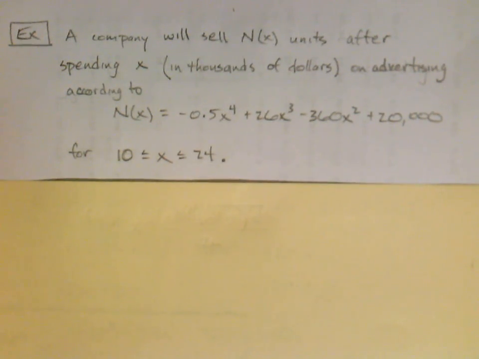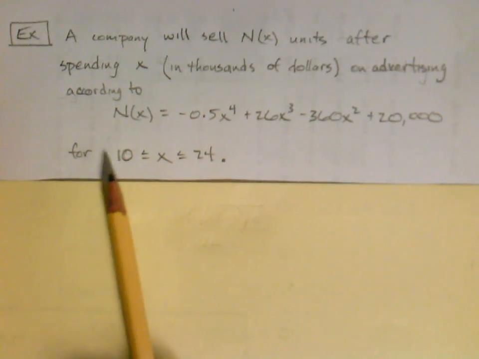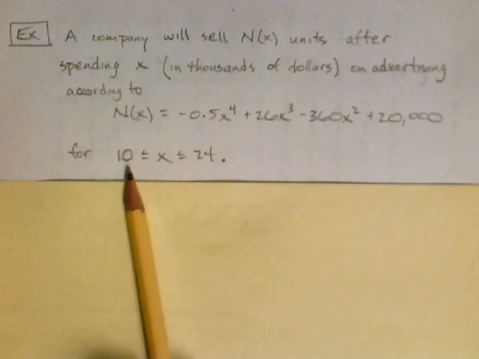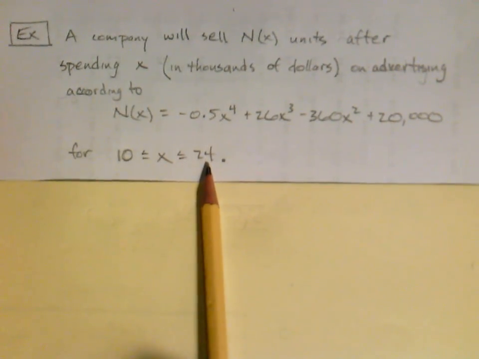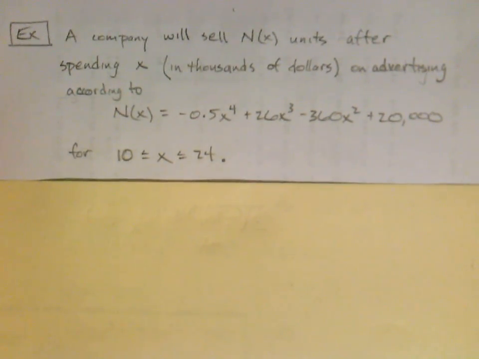Okay, so obviously they spend money on advertising, and it says they're at least going to spend $10,000 on advertising, but they might spend up to $24,000. I guess they could rearrange their budget that way. And you would think, well, the more money they spend on advertising, the more they're going to sell, right? And yeah, that's true. But maybe there's an optimum amount to spend, right? Maybe there's more to it than just we spend as much as we can. And so that's kind of what this is going to get at.